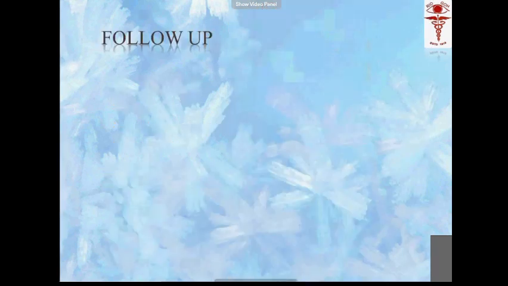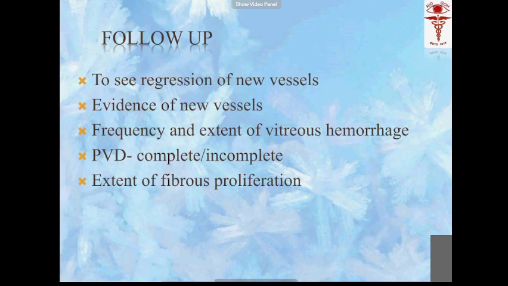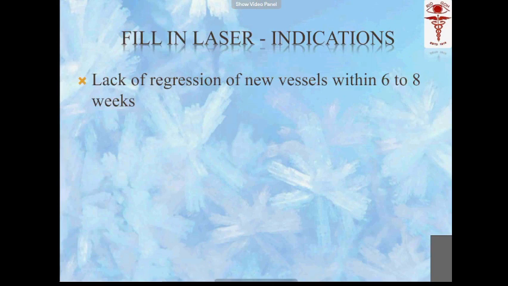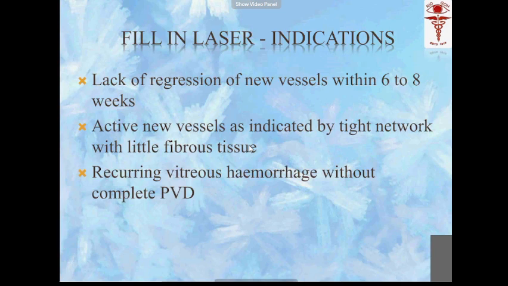After giving the laser, you have to periodically follow up the patient to see whether all the new vessels have regressed or any new vessels have come. If such is the case, you have to again give what is called a fill-in laser, to whatever area is seen. The patient should not have any active disease inside the eye. You should not have any exudate, any hemorrhage, or any new vessel till such time you laser the patient. Active new vessel is indicated by a tight network with little fibrous tissue. Because the vessels lack fibrous tissue, they bleed again and again.